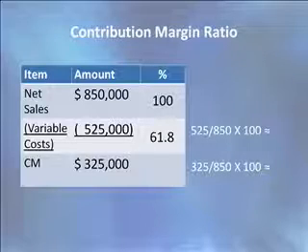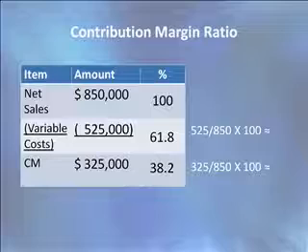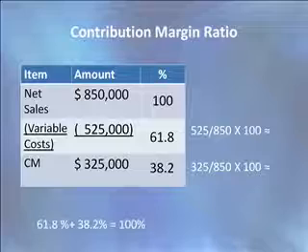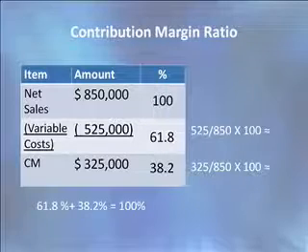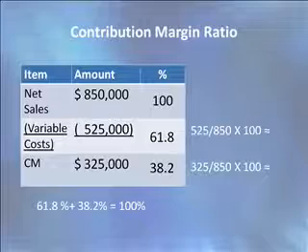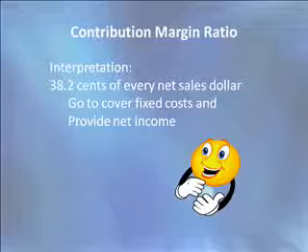Contribution margin, take the 325 divided by 850, that's a decimal, times 100, and that gives us an approximate 38.2%. And again, we've rounded at 1 decimal place. Always remember to add the items 61.8% plus 38.2%, and it should equal 100%. It may be off a fraction of an amount because of rounding, but it should be very close to 100%. Interpretation: 38.2 cents of every net sales dollar go to cover fixed cost and provide net income.